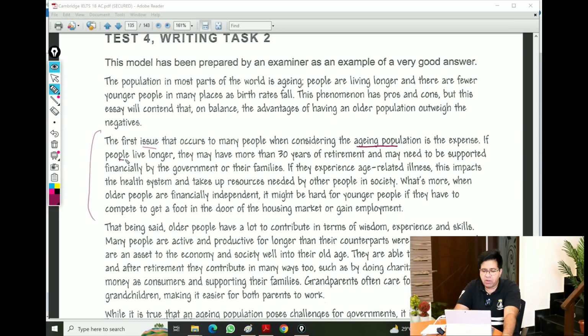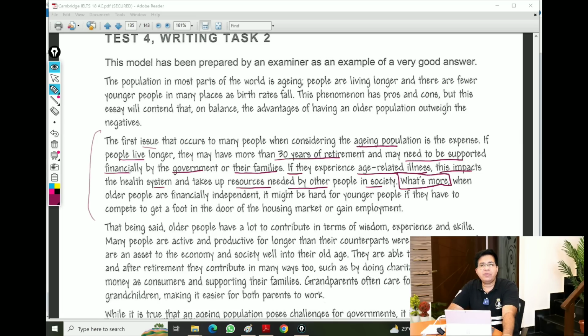If people live longer, they may have more than 30 years of retirement and may need to be supported financially by the government or their families. Okay? Now, if sentences are important. Before that there was an if sentence. If they experience age-related illness, this impacts the health system and takes up resources needed by other people in society, right? And next, what's more?